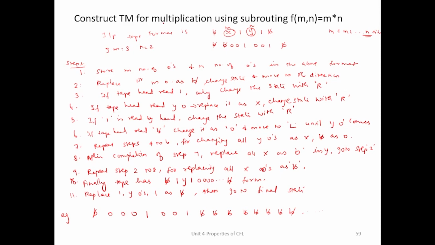Today I am going to explain the multiplication operation using a Turing machine. For the multiplication operation there is a need of two variables, and we multiply these two values m and n.